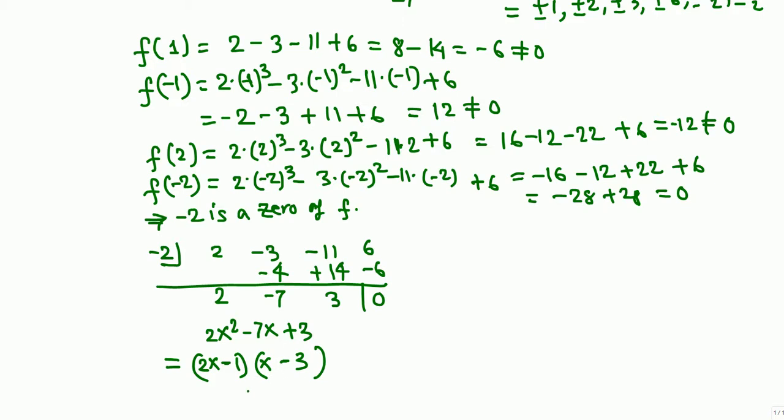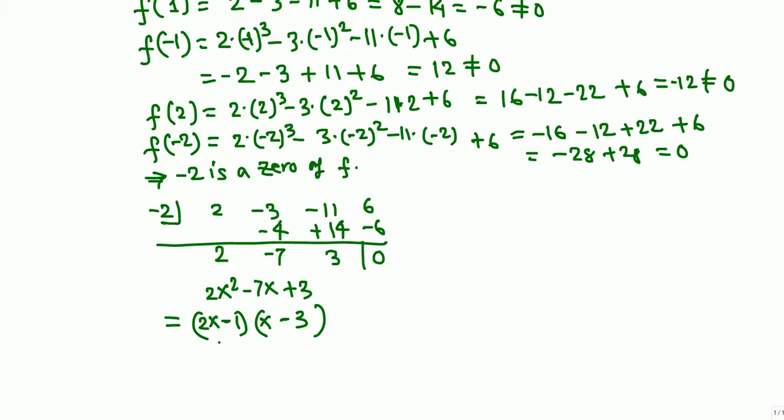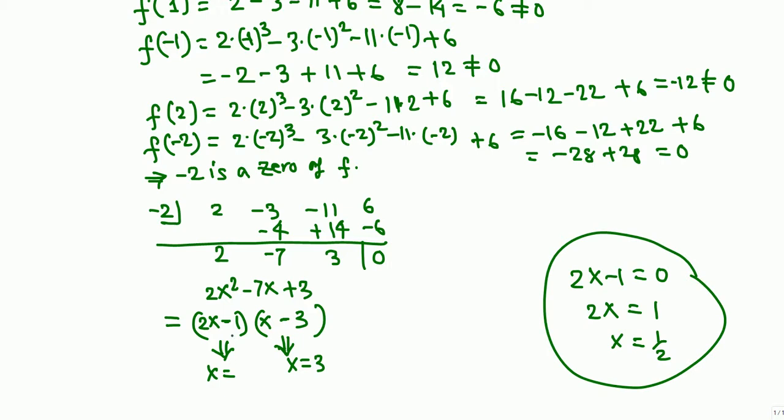In any case, we found all the zeros here. 2x minus 1 times x minus 3. So it's kind of clear here. X minus 3 becomes 0 when x equals 3. So 3 is a zero or root. 2x minus 1 equals 0. Move 1 over, 2x equals 1, and divide by 2. So x equals 1/2.